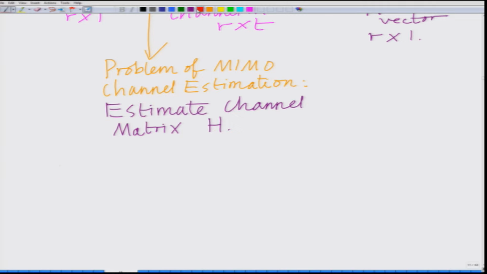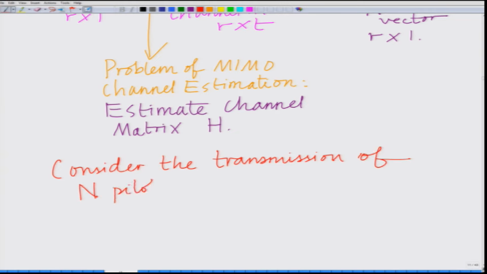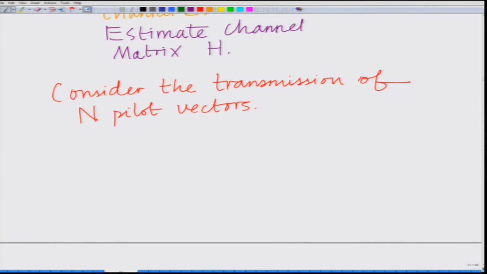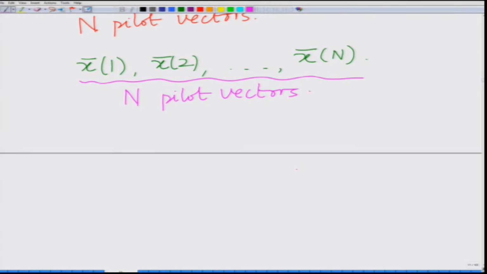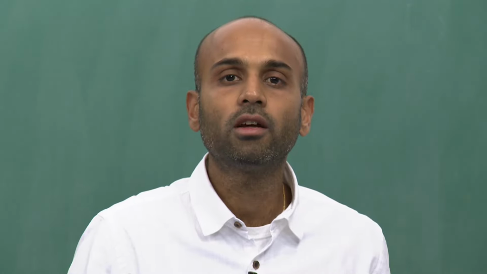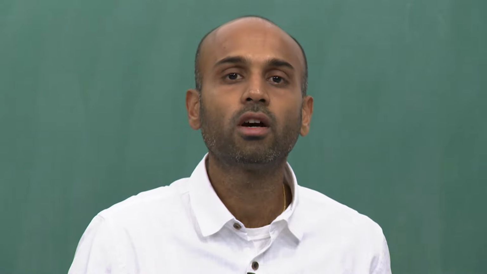Let us consider the transmission of n pilot vectors. These n pilot vectors are given as x bar of 1, x bar of 2, so on, x bar of n. Corresponding to these transmitted n pilot vectors, we are going to have n output vectors. Each pilot vector results in an output vector, so corresponding to each of these pilot vectors, we are going to have an observed vector y bar.